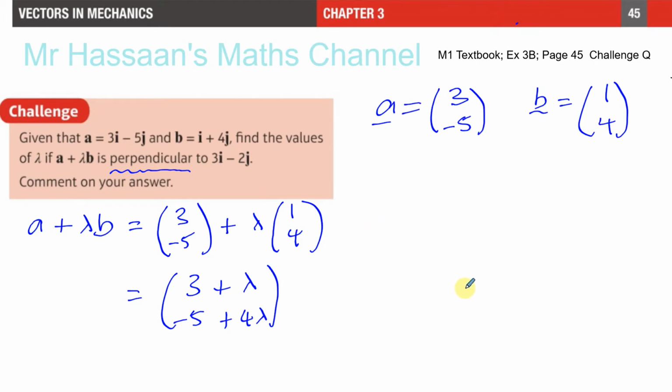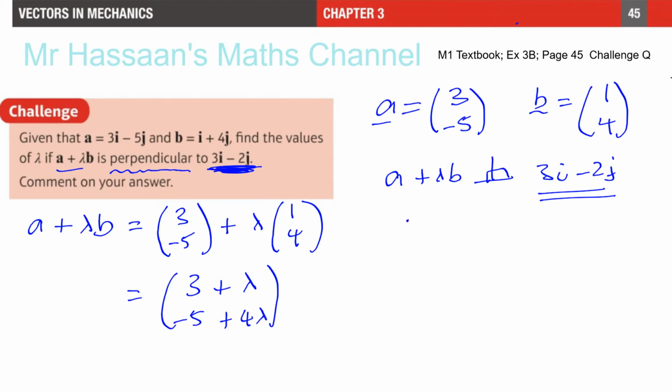So we know that if this vector is perpendicular to that vector, then it's parallel to the vector that is perpendicular to this vector. Any vector that's perpendicular to this vector will be parallel to this vector. So we know that A plus lambda B is perpendicular to 3i minus 2j. Therefore, it will be parallel to the vector perpendicular to this. So let's find the vector that's perpendicular to this vector.